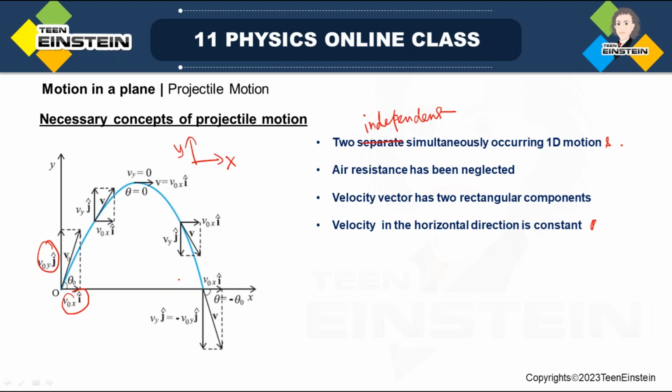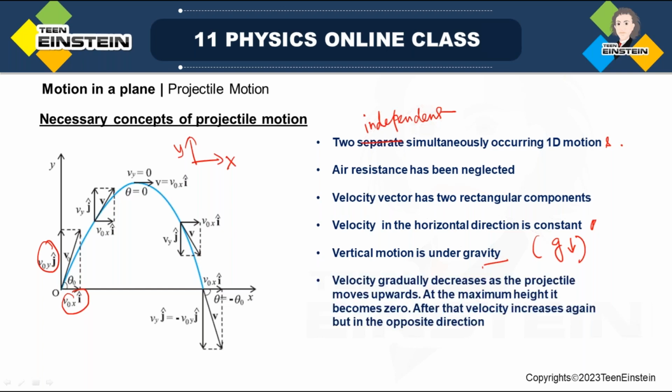But obviously we'll see in the case of an inclined plane, horizontal motion will also be accelerated motion, not uniform or constant. Then vertical motion is under gravity, as I have mentioned in the definition itself. Vertical motion is under gravity. That means gravitational acceleration will always be acting downward, that we have already learned.